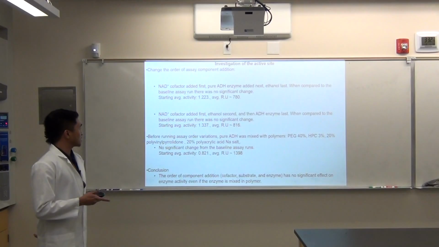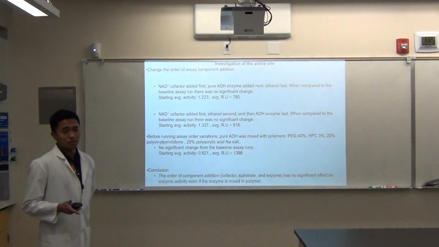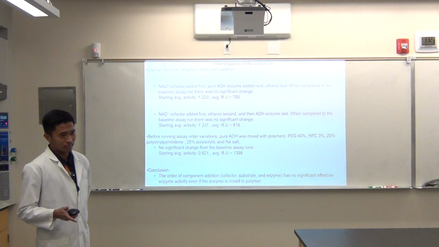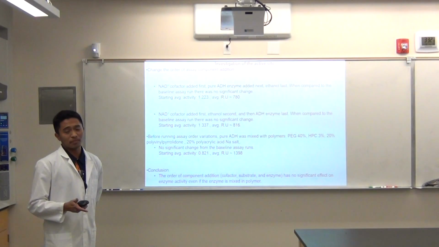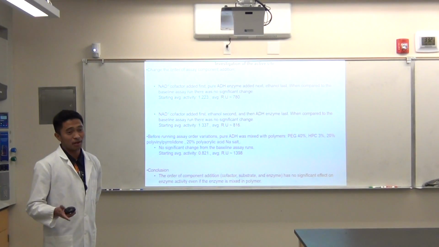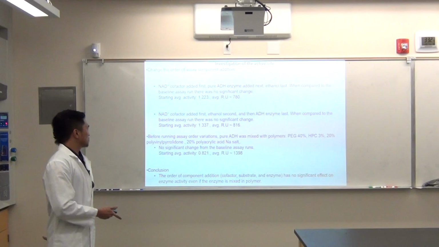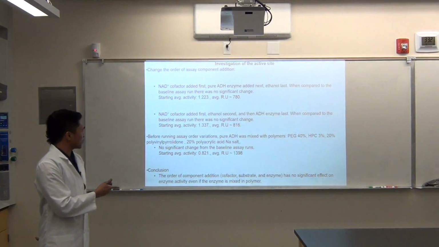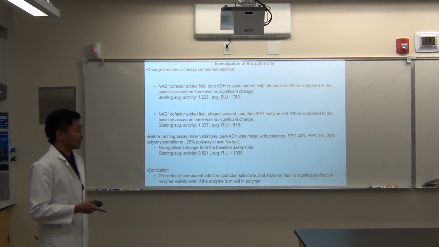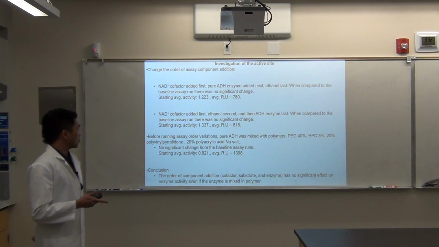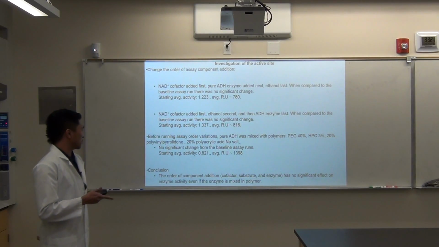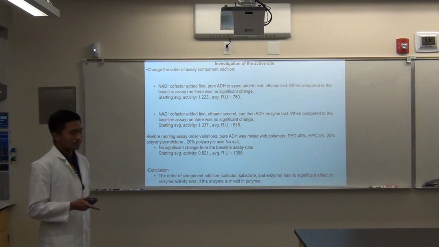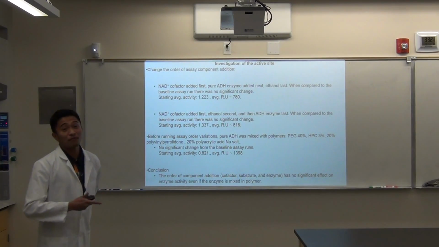When compared to the baseline assay run, there was no significant change in activity. So we figured out, all right, since big and big, small doesn't matter, why not big, small, and then big? So we went there, added NAD cofactor first, small ethanol second, and then the ADH enzyme last. And then we figured out that there was no significant change in the baseline assay run. So we went a little step further.